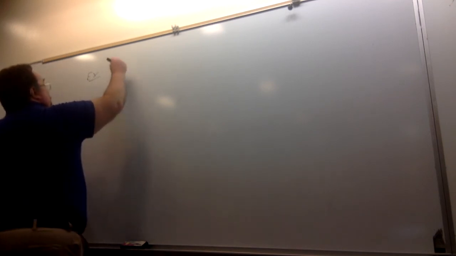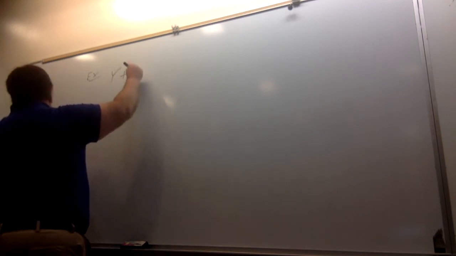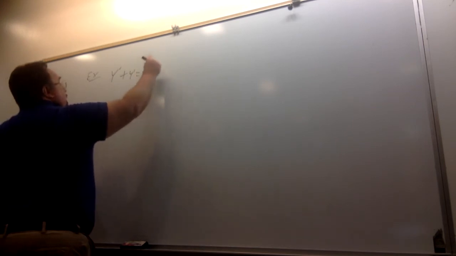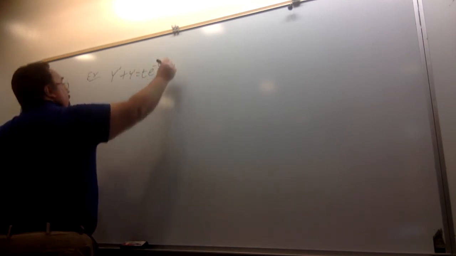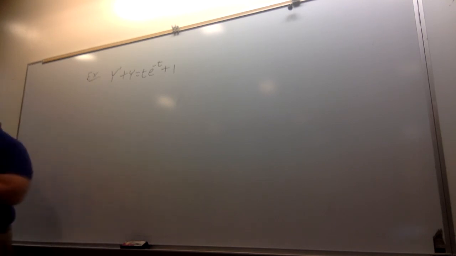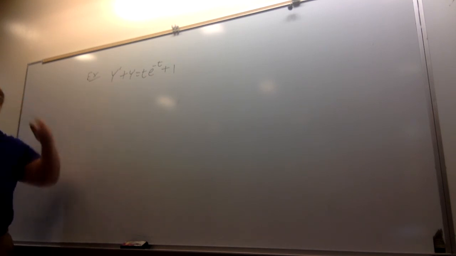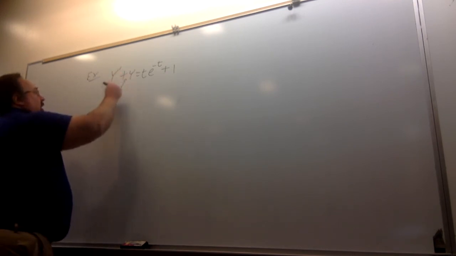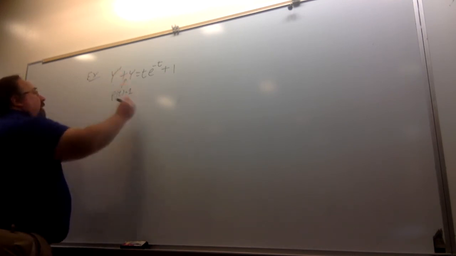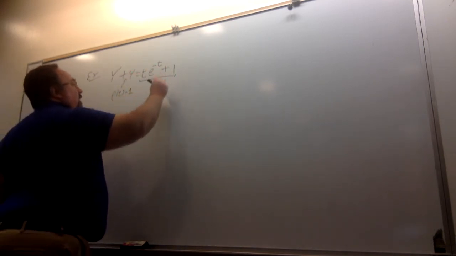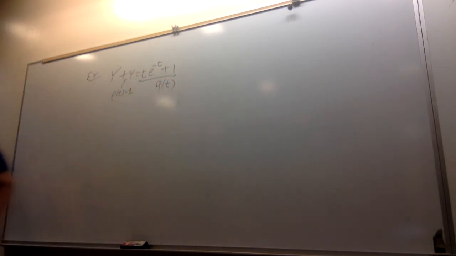Next, I have y prime plus y is equal to t e to the minus t plus 1. So this equation is also written in the form it needs to be in, where y prime is by itself, and then the y term is also on the left side. So here's your p of t, it's just 1. And this is your q of t.